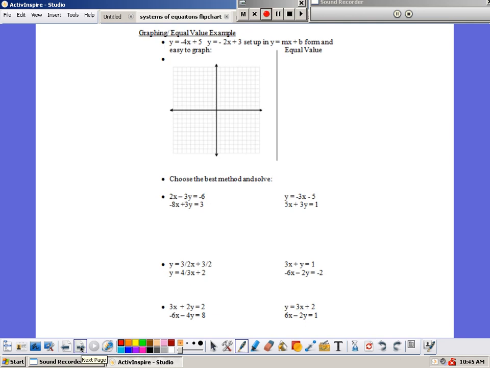Okay, graphing and equal value. I'm going to do graphing and equal value at the same time because if you can't do one, you can do the other. Graphing, start at +5. 1, 2, 3, 4, 5. Drop 4. 1, 2, 3, 4, and go right 1. I'm going to do it one more time so I can maybe keep my lines straight.